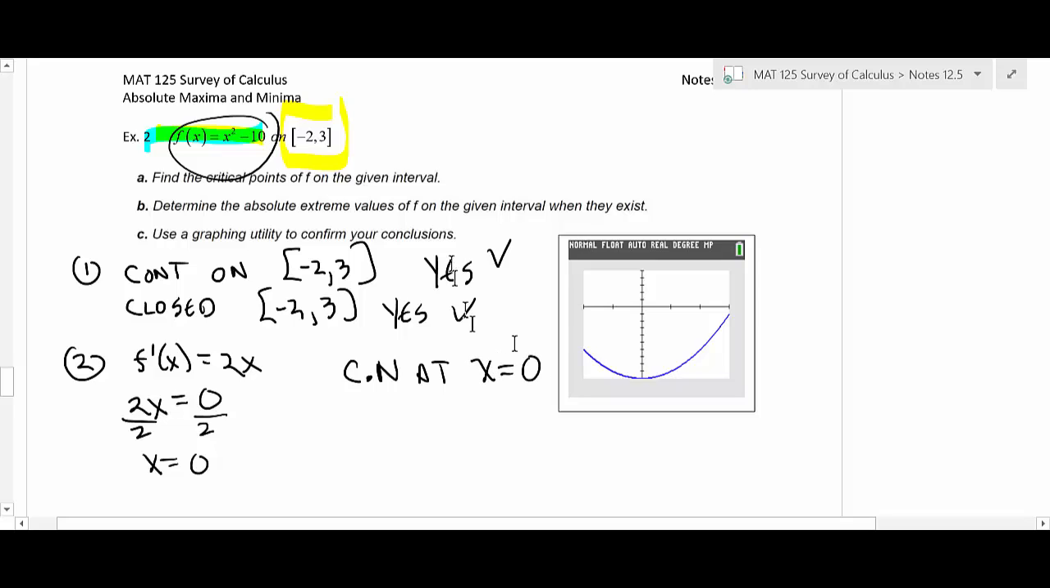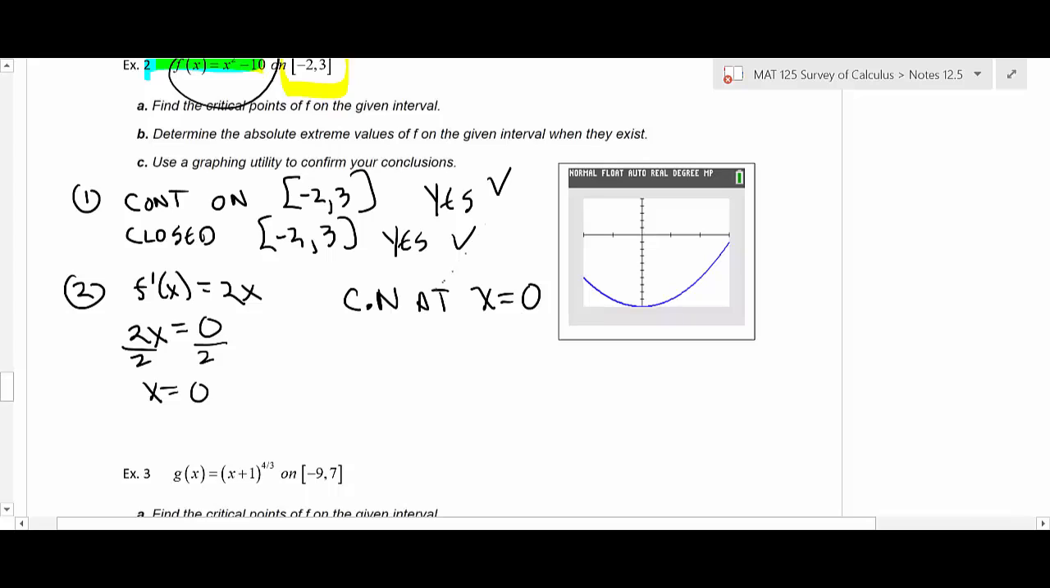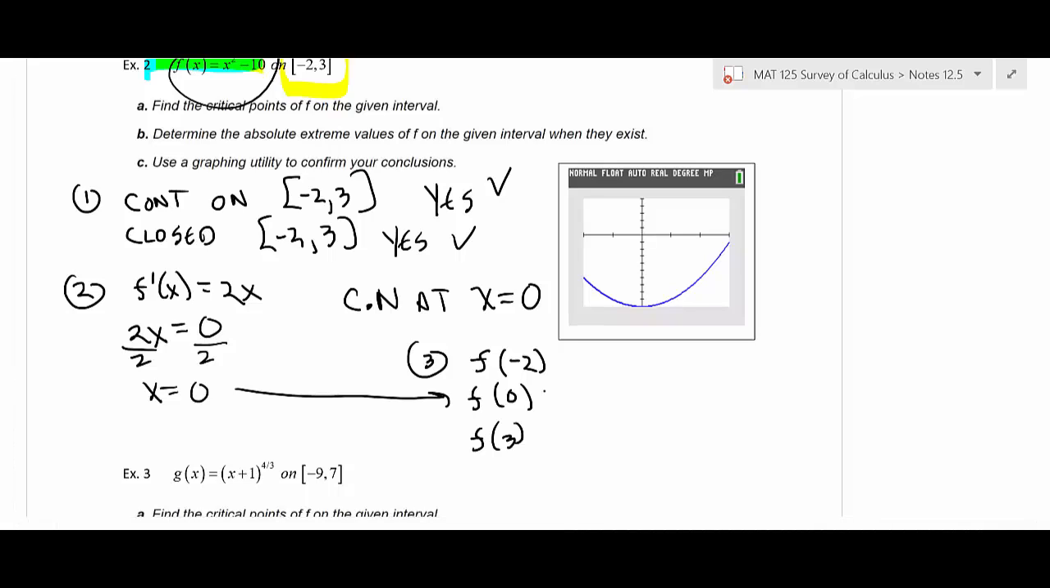So what you do now, to finish the problem up, is you go ahead and evaluate the function at the endpoints. One of the endpoints is -2, the other endpoint is 3, and you add on that critical point. Then you evaluate the function at the endpoints and the critical numbers, and see which one's the biggest and which one's the smallest. That'll give you the answer to the problem.